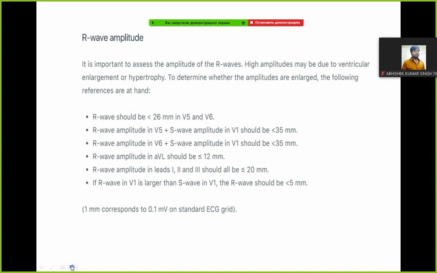R wave checklist. It is important to assess the amplitude of R waves in order to find hypertrophy of the ventricles, right or left ventricle. So this is the checklist of R wave in different leads. You must remember this checklist in order to find the abnormalities, the criteria of hypertrophies.